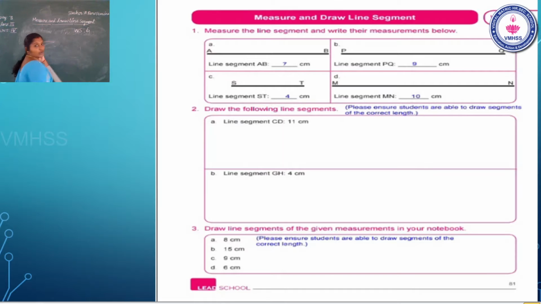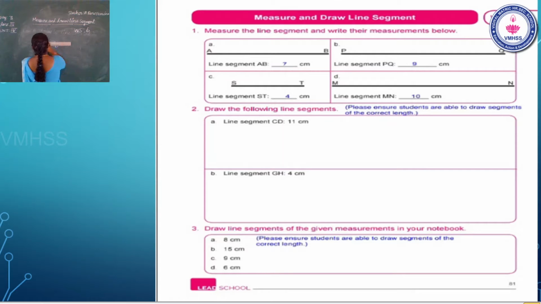Okay, so what is the first one? Keep the 0 centimeter end of the ruler on point A. Next one, count till you reach point B. So this is B. Read the marking on the ruler at point B. Now we go to count.